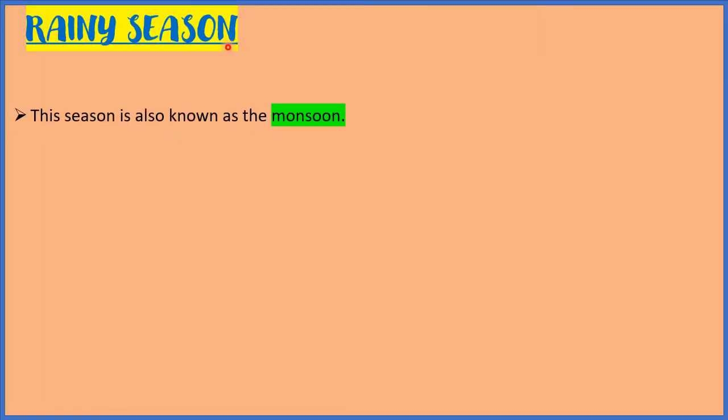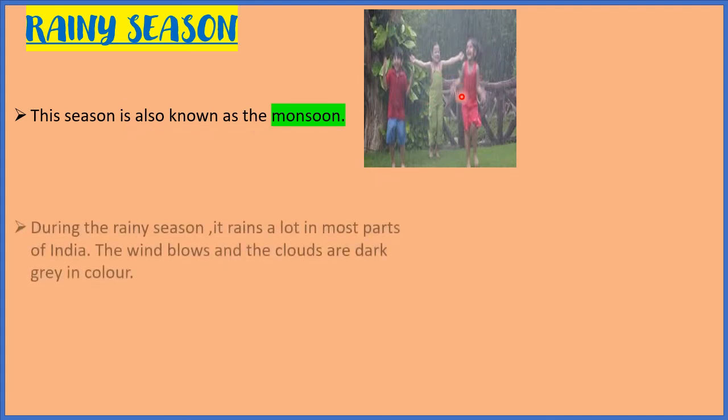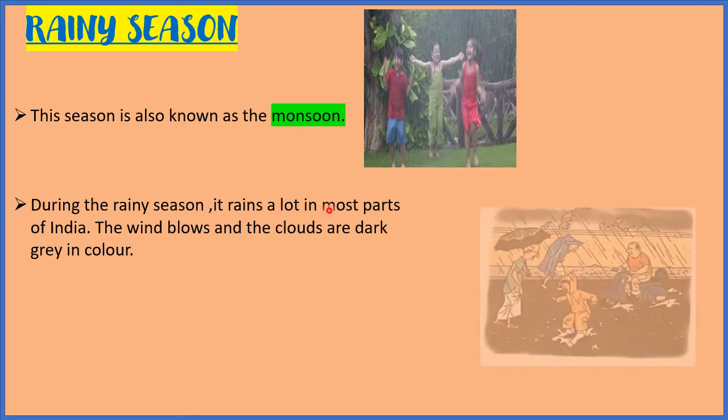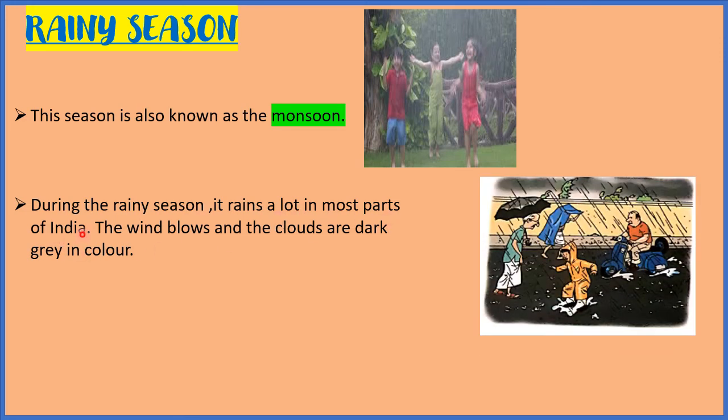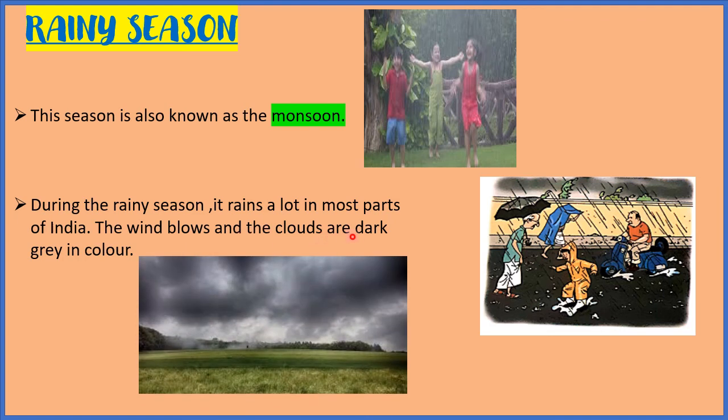Rainy season. This season is also known as the monsoon. During the rainy season, it rains a lot in most parts of India. The wind blows and the clouds are dark grey in color. People wear raincoats or carry an umbrella when they go out during the rainy season.